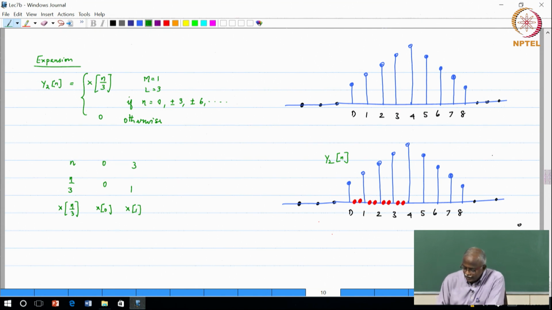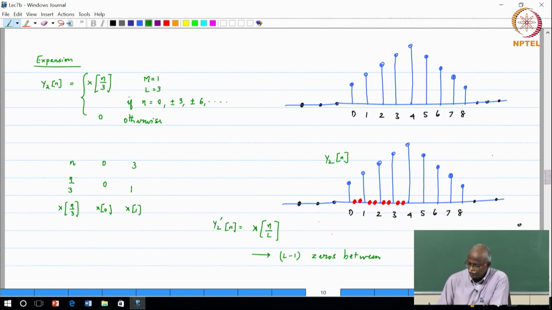So, in the general case, if you have y2 dash of n equal to x of n by L, this would lead to L minus 1 zeros between every set of samples. Okay. Again, you are familiar with this, just wanted to refresh the notation for the compression and expansion part of it.